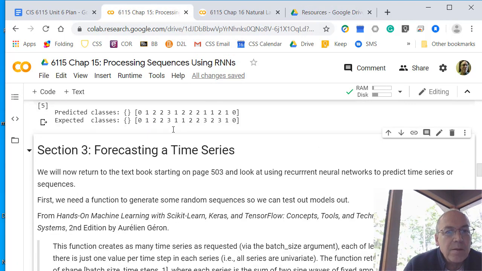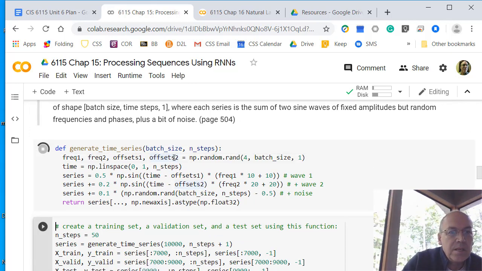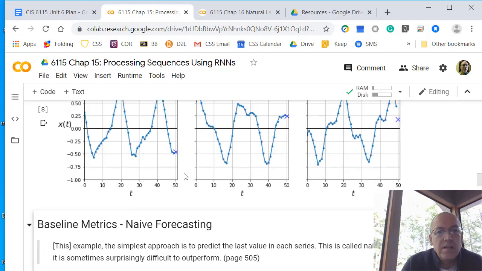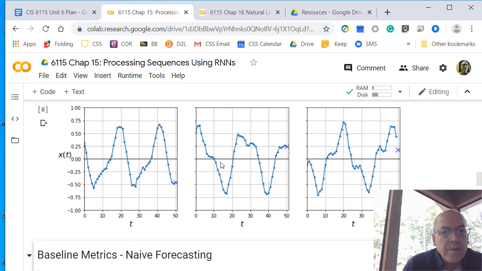So let's set that up. We set up our data, we generate our time sequences with this function, and here's a plot of a couple sample time sequences that are somewhat randomly generated from 2 different sine functions over time.